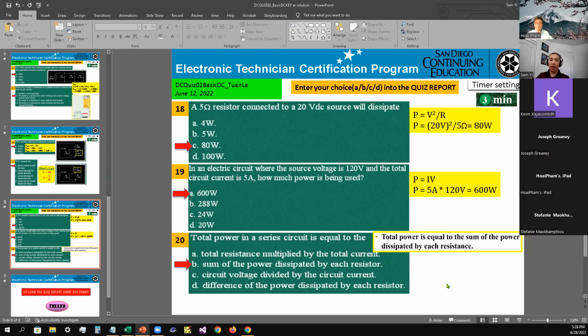Any question on number 18, 19, or 20? Okay, no question. Thank you very much. Back to you, Mr. Pham. Thank you, Sam. You're welcome. Okay, make sure everyone registers. If you're not registered, let us know so we can help you. And any question to me before we start with the lecture again?